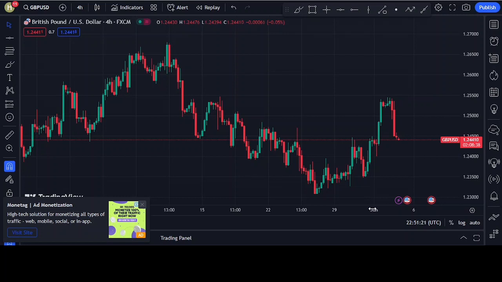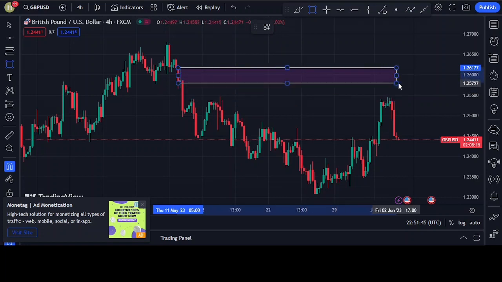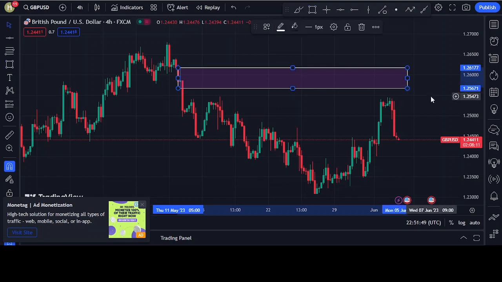Four, put your take profit at least twice the size of entry. That is, your risk reward will be 1 to 2. You are risking $1 to take $2. You can see I'm drawing the supply zone again to give an explanation.